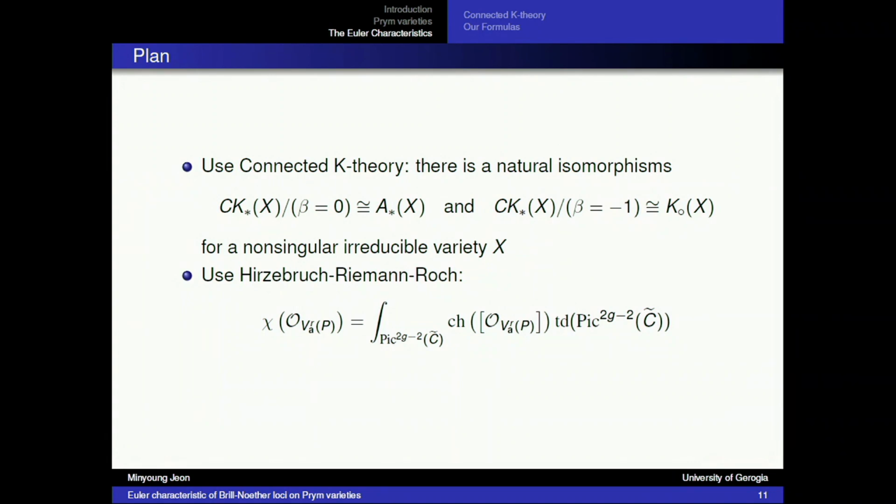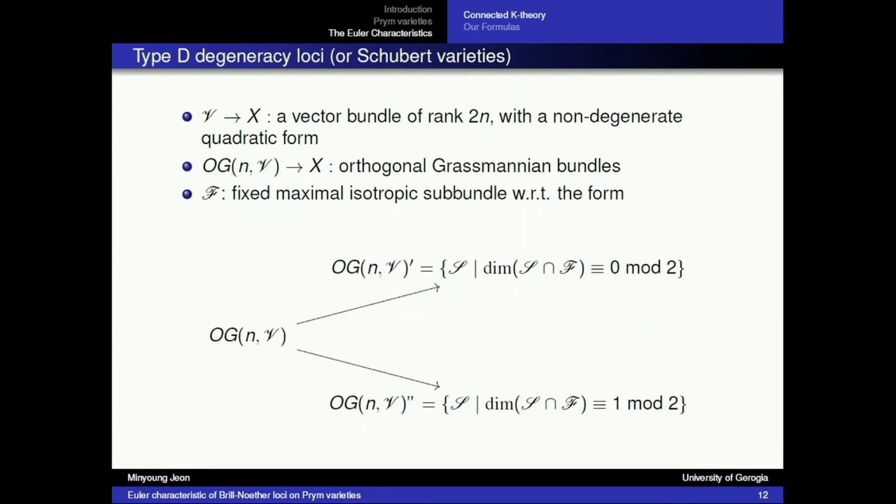And we also apply the Hirzebruch-Riemann-Roch, where in our situation the Todd class is just trivial, so we don't need to worry about this part, to compute the Euler characteristic of the pointed Brill-Noether loci. To compute this Euler characteristic, we apply the existing formula in connected K-theory.